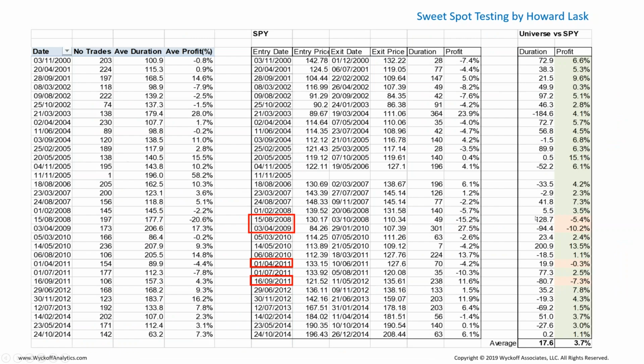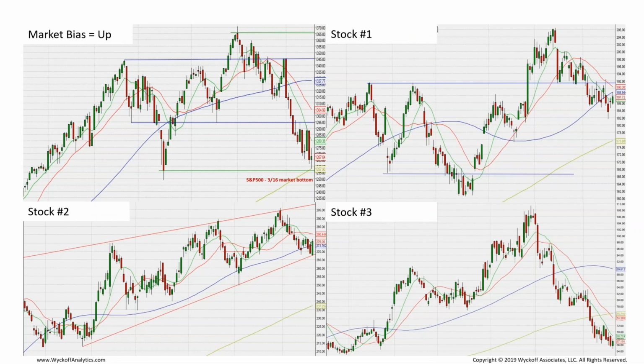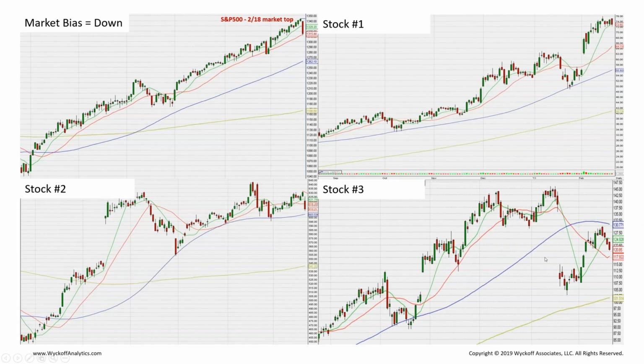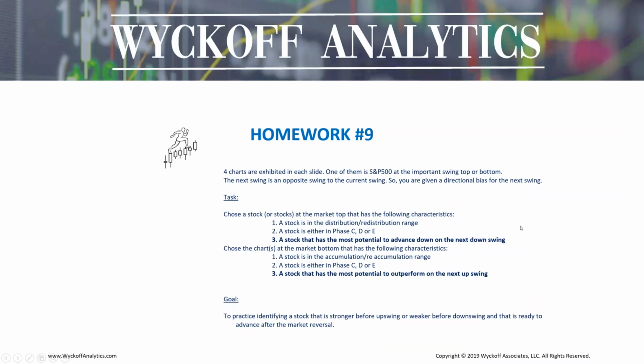And then do the homework. Don't forget, you have the homework. Here's the homework. 4 slides. Each slide has a market and 3 stocks. I'm giving you the bias for the next swing. You have to define which stock is not only going to go in the direction of that bias, but it's going to outperform either to the downside or to the upside. Doesn't really matter. We just want to see the outperformance over the market. And then we're going to start the next class with the review of this homework. And it's a lot of fun. This homework is usually a lot of fun for students at this point of time.